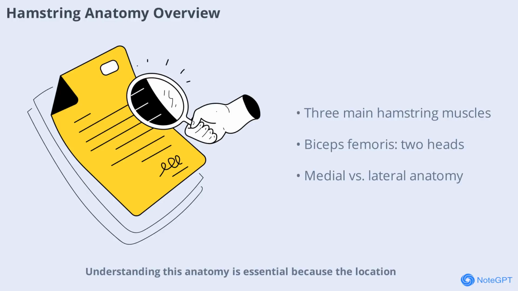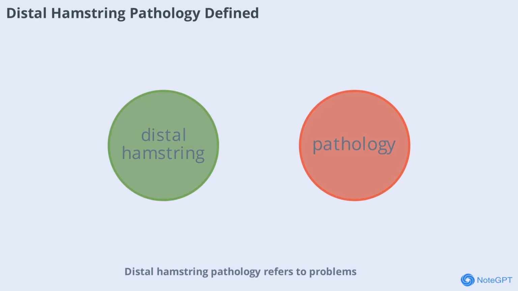Understanding this anatomy is essential because the location of injury, whether medial or lateral, can affect symptoms and treatment. Each muscle plays a unique role in knee stability and movement. Distal hamstring pathology refers to problems that occur below the myotendinous junction near the knee. Unlike the more common proximal injuries, distal injuries can be acute or chronic and may present on either the medial or lateral side of the knee.